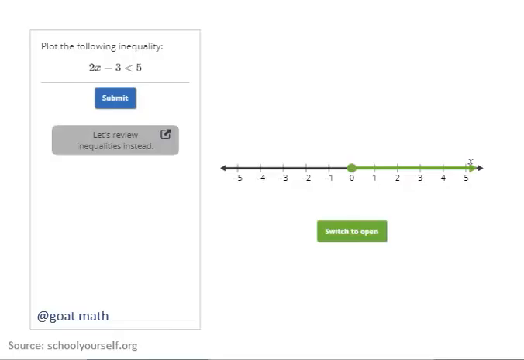Before we dive into inequalities with two variables, let's look at an inequality with one variable. Suppose 2x minus 3 is less than 5. Try plotting this inequality using the interactive graph.